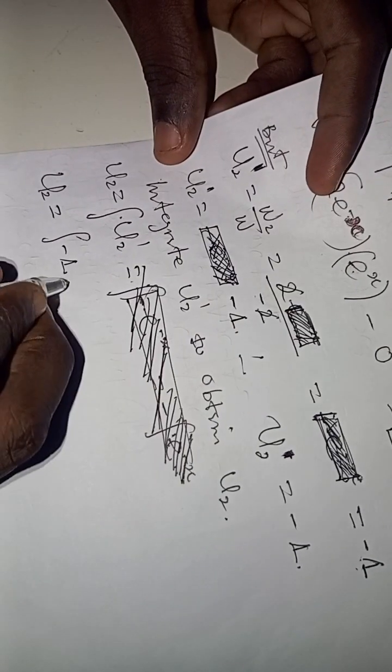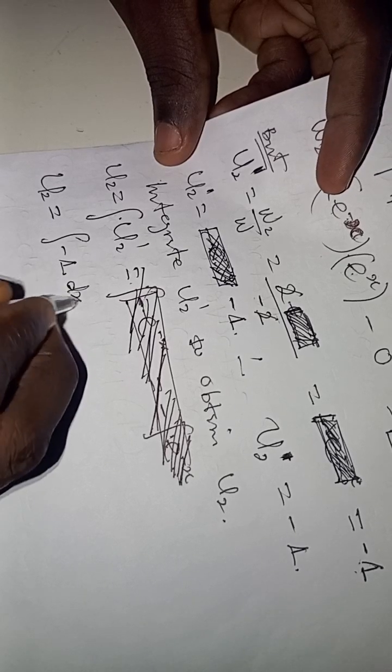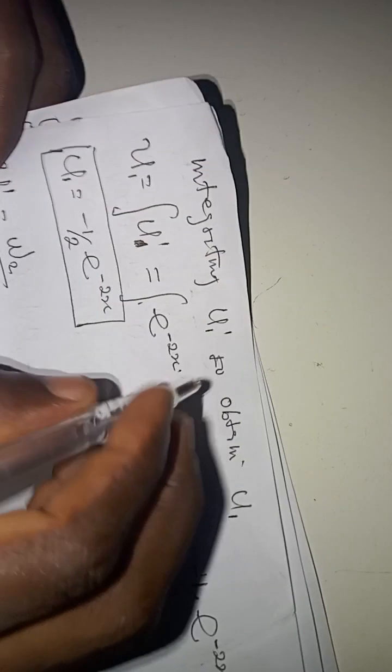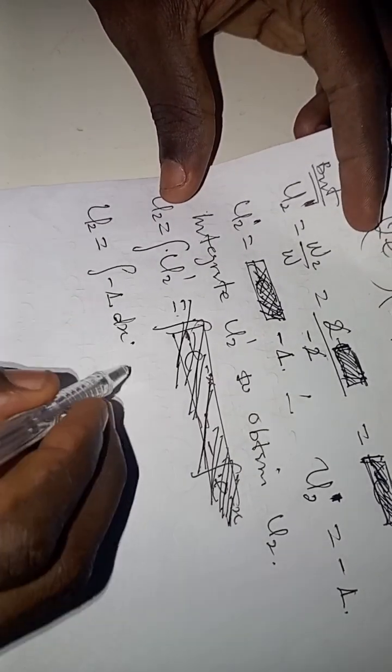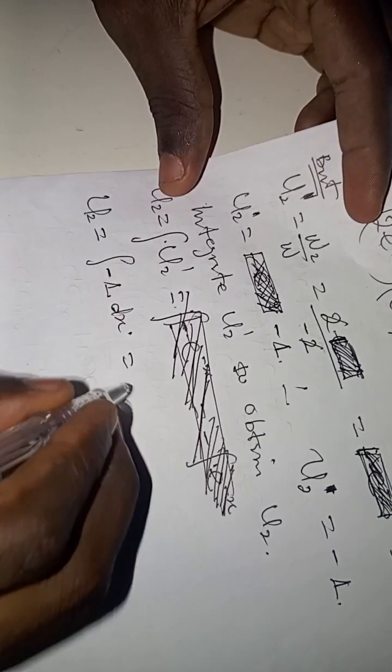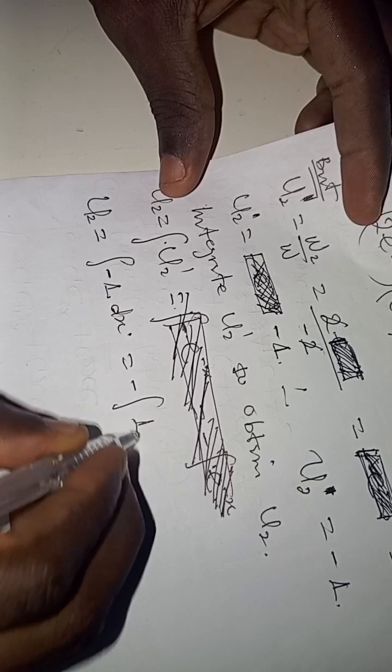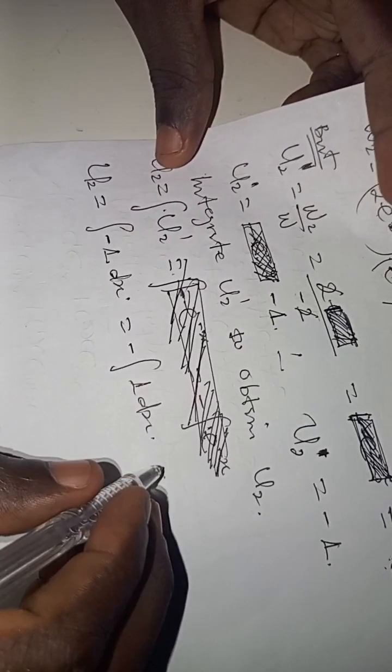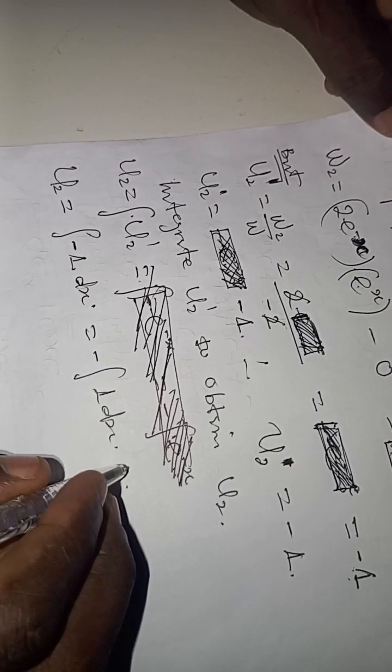Right, so this is dx. I forgot to add dx at the other part, so this is dx. Alright, so integrating with respect to x. If I bring this minus sign out of the integral sign, I will be having minus integral 1 dx. So if I integrate 1 dx, I will be having x. Right, so it means that my u2 here is equal to x.